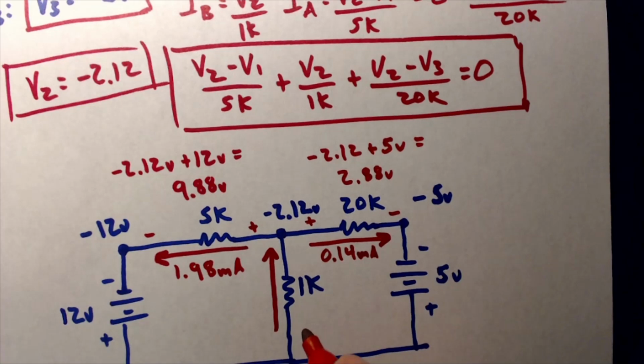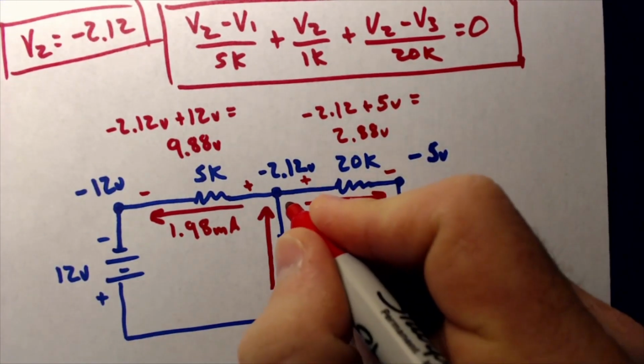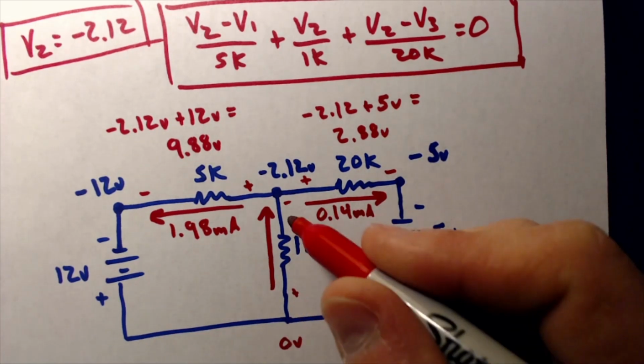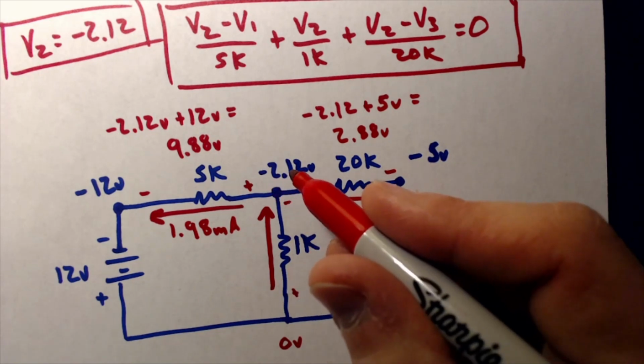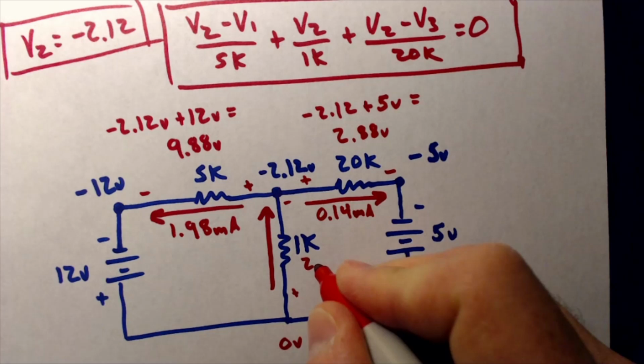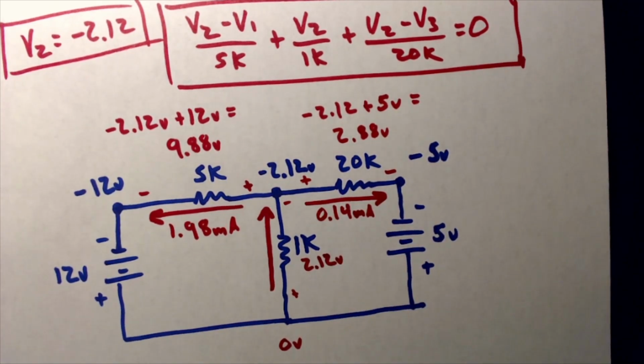Cool. Okay, and now for this last one, the same thing over here. Current always goes from a higher to a lower. So plus 0 volts minus minus 2.12. So 2.12 volts is the voltage drop across that 1K. Take 2.12, divide that by 1,000, and we get 2.12 milliamps.